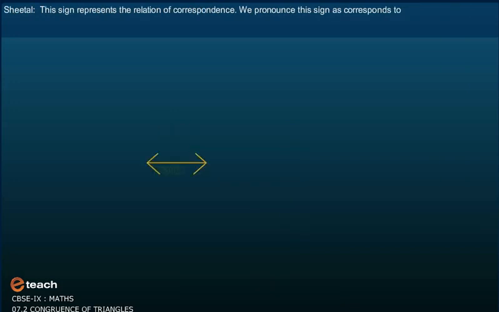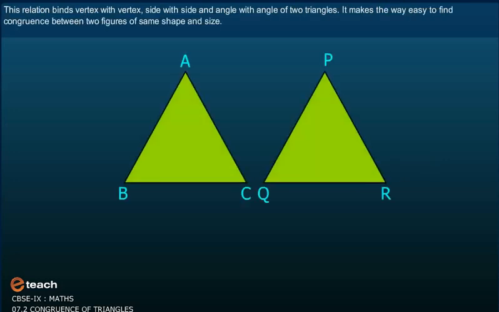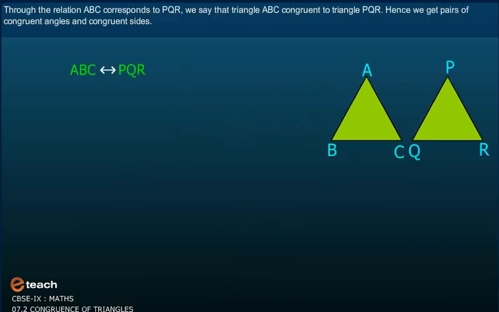Sheetal says, this sign represents the relation of correspondence. We pronounce this sign as "corresponds to". This relation binds vertex with vertex, side with side and angle with angle of two triangles. It makes the way easy to find congruence between two figures of the same shape and size. Through the relation ABC corresponds to PQR, we say that triangle ABC is congruent to triangle PQR. Hence, we get pairs of congruent angles and congruent sides.